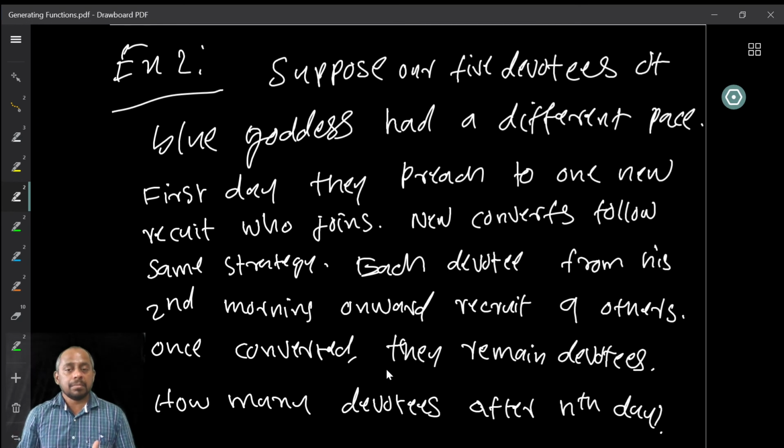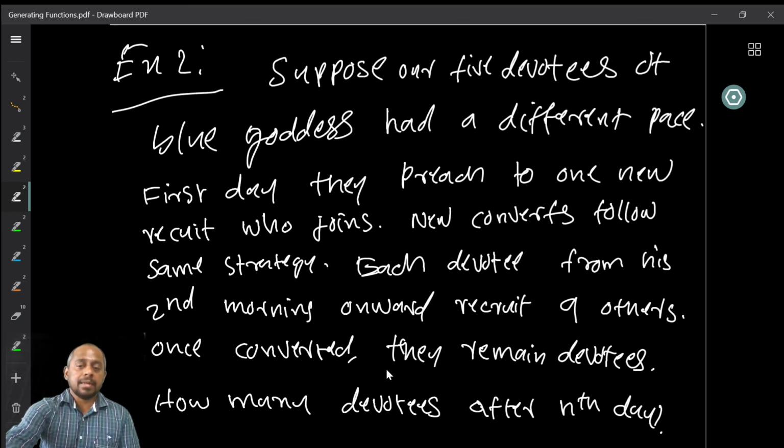So now all of them join, and they are going to be always the devotees. Once you join, there is no escape. Okay? So you are stuck with that. So they basically follow this strategy. Now, the question is how many devotees are there in the religion after the nth day?